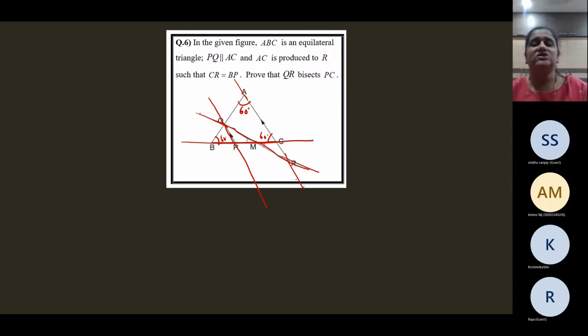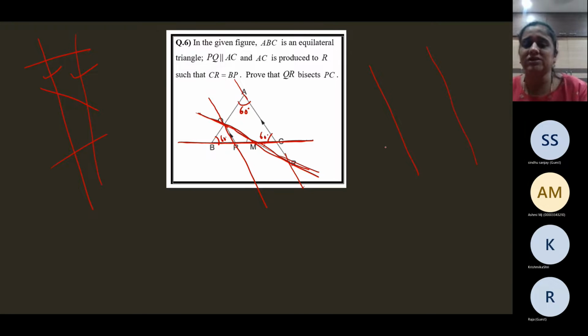What is a transversal? A transversal is a line that intersects two or more lines. When you have two or more lines, they need not be parallel. When a line intersects two or more lines, that line is called the transversal. This is a transversal. This is also a transversal. But we are not making use of this transversal. We are making use of this one. So we have two parallel lines intersected by a transversal like this.